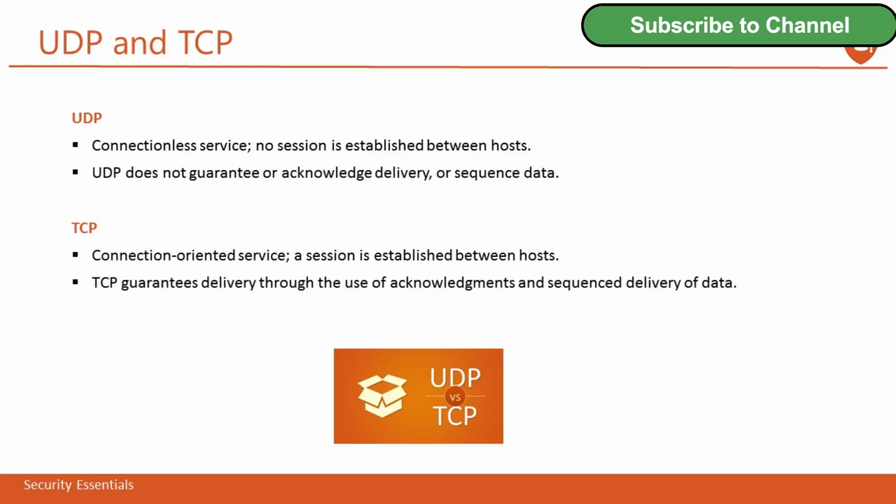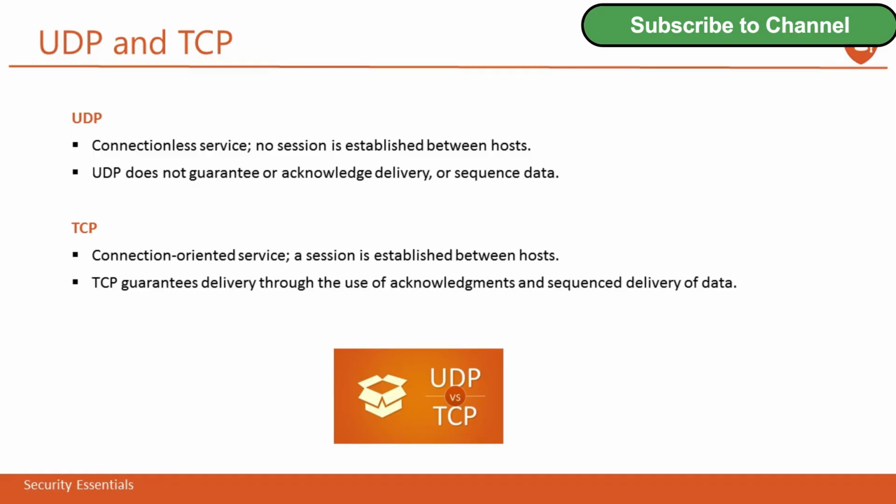Next is UDP and TCP. UDP is a connectionless service, and no session is established between hosts. It does not guarantee or acknowledge delivery or sequence data. However, TCP is a connection-oriented service. A session is established between hosts, and TCP guarantees delivery through the use of acknowledgements and sequencing of data.